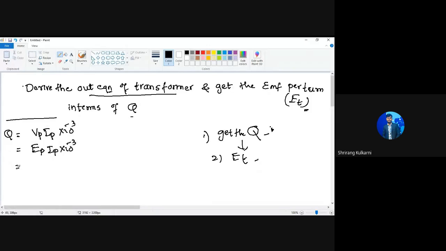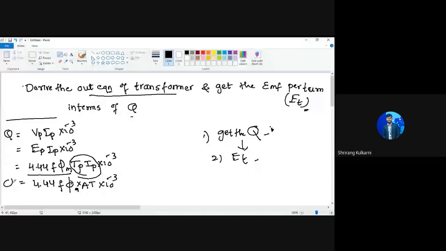Then what is the equation? Ep equals 4.44 frequency flux Tp, and then Ip 10 to the power of minus 3. Correct? So it is Et, right? It is Et. So what is Ip into Tp? It is nothing but AT. Correct? So Q equals 4.44 frequency, flux, and AT 10 to the power of minus 3. It is equation number one.